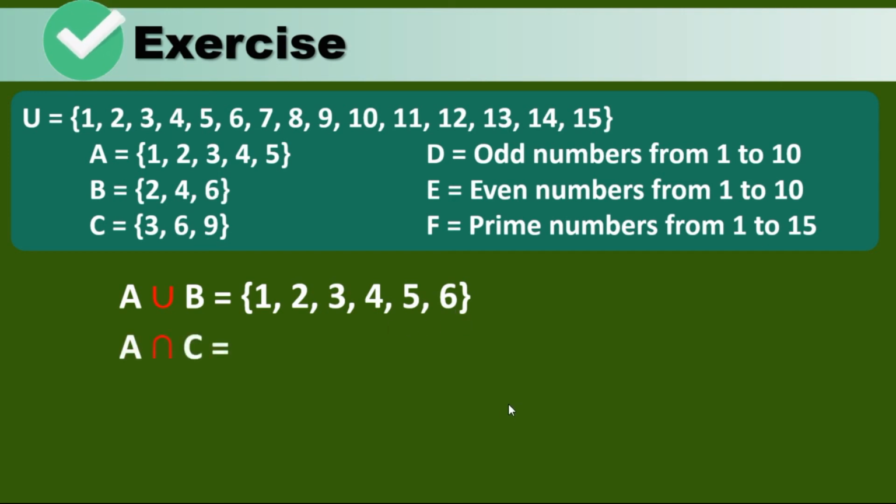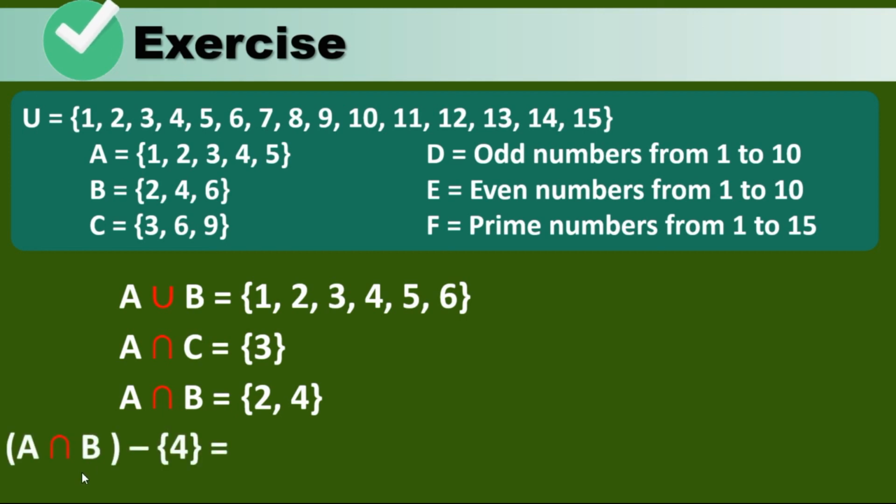How about A intersection C? Same elements of A and C. What is our A here? What is our C here? So what are the same elements of A and C? It is only 3. Very good. How about intersection of A and B? We have here same elements 2 and 4. So therefore, A intersection B is the set that contains 2 and 4.